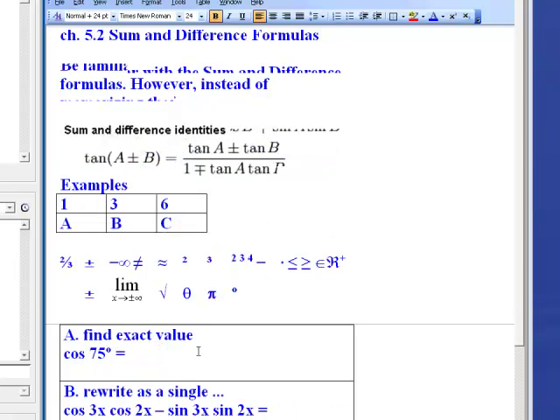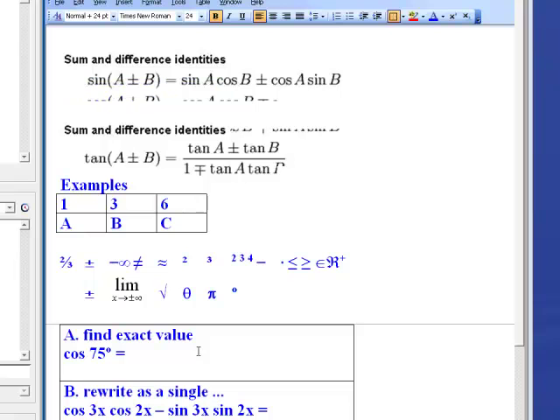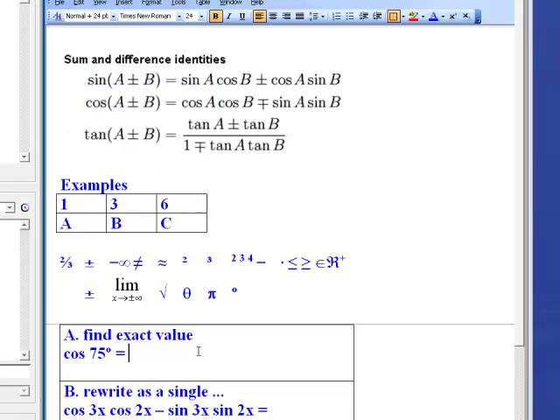Find the exact value for cosine of 75 degrees. It says exact value. Well, we can type it into the calculator, but that's going to give us the decimal number, and it's not going to be an exact one. So what they mean here is with the square roots and so on. We have not encountered cosine of 75 degrees. We only know special angles of 0, 30, 45, 60, and 90 degrees.